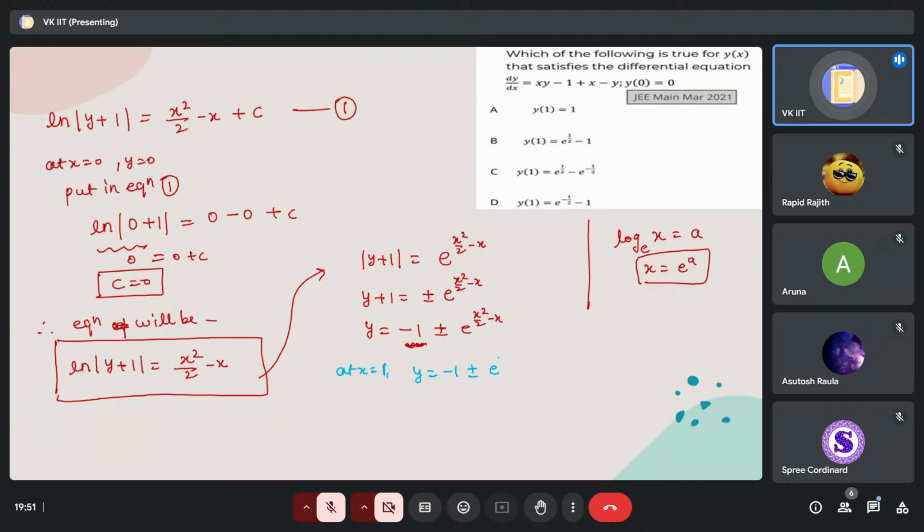Let's go to the next question. So D was the answer. Yes, can you try this one? It is saying solve the differential equation dy by dx is equal to cos of y minus x. Check whether the variable separable format is working here or not.